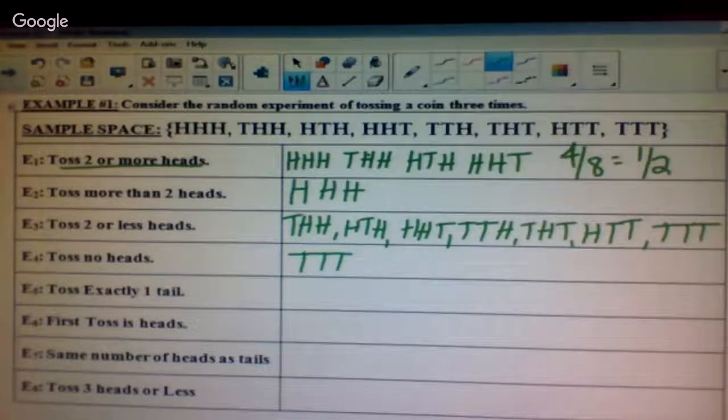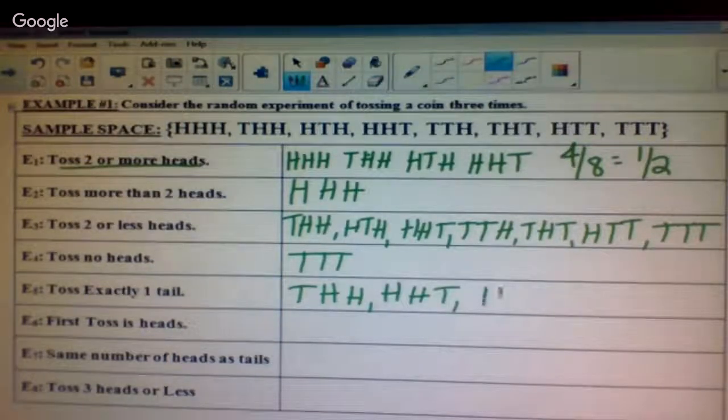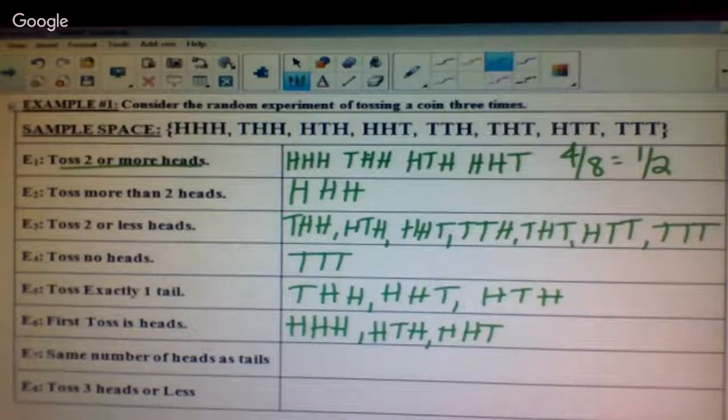What about tossing exactly one tail? HHT, and HTH, and THH. Yeah, you were right. What about where the first toss is heads? HHH, HTH, HHT, and HTT.